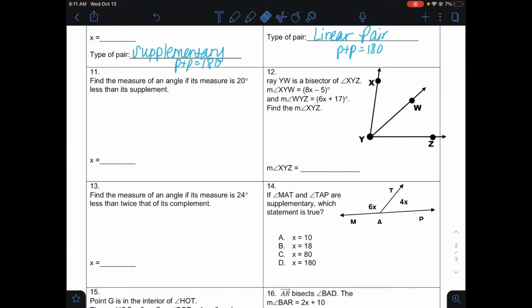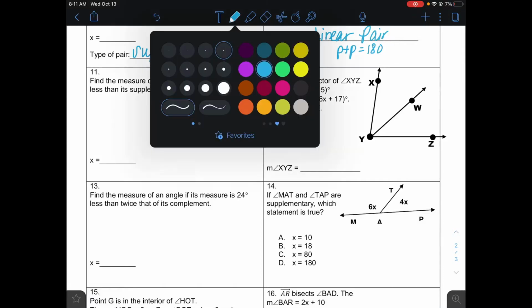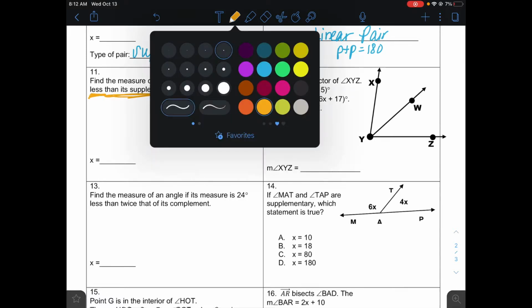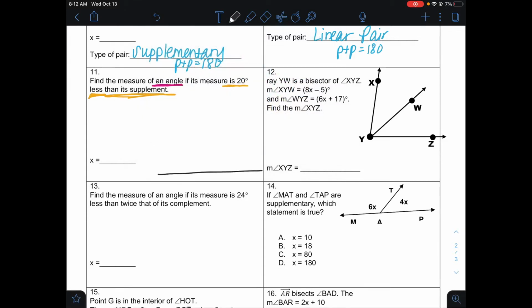Okay, so for number 11, we have a situation going on. So we have an angle, and then we have another angle. Oh, well, the supplement technically would be the other angle. Okay, so let's go ahead and draw this out. So it says supplement. Don't forget supplement means part plus part equals 180.